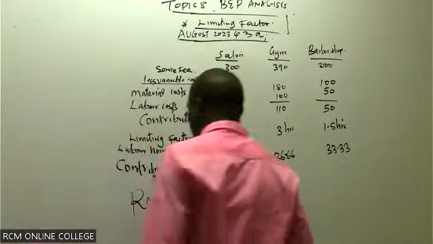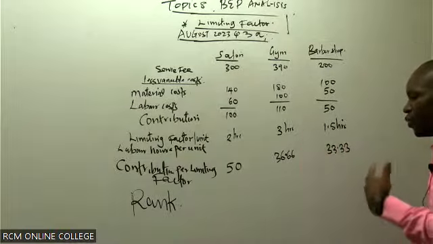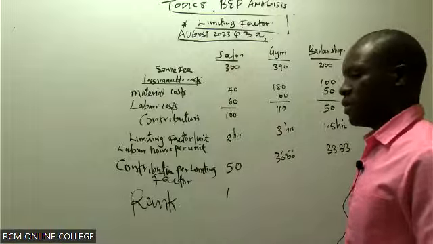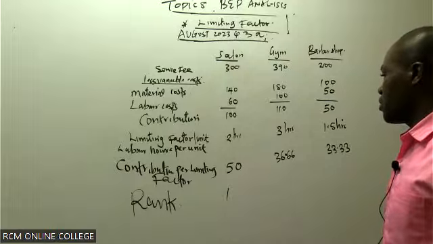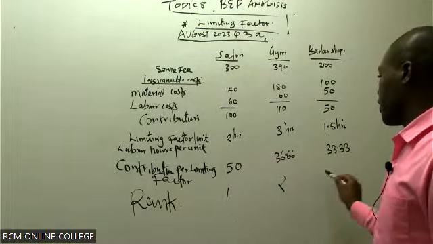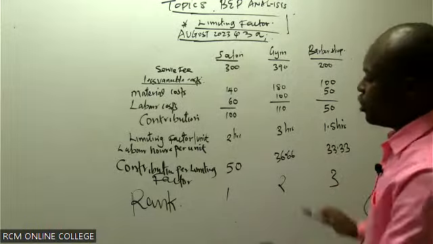Let's do the ranking. So which one will be number 1? The higher the value, the better for the company. So which one will be number 1? This one here, is it? Then number 2, this one here. Then number 3, the last one here. That's how we do it all through.